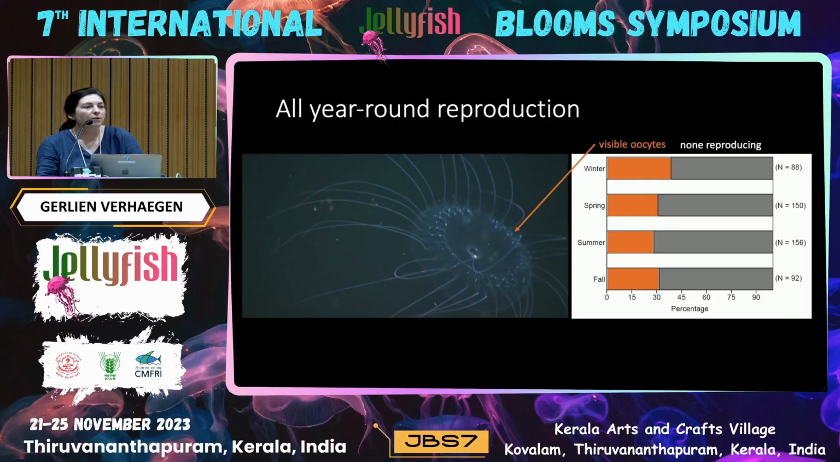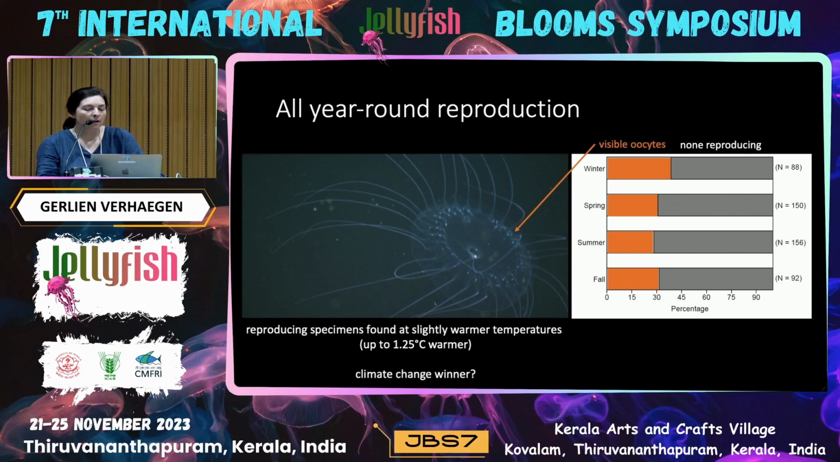And because I had checked all these pictures, I could also work on the reproduction of narcomedusae, which don't have a polyp benthic stage. They will produce jellyfish that will be produced by these oocytes. And we found there was no seasonality. We found polyps with these visible oocytes all year round, and reproducing jellyfish were found in slightly warmer waters. So that begs the question, will these deep sea jellyfish be a climate change winner, as with slightly warmer temperature or very low dissolved oxygen, they're doing very well.